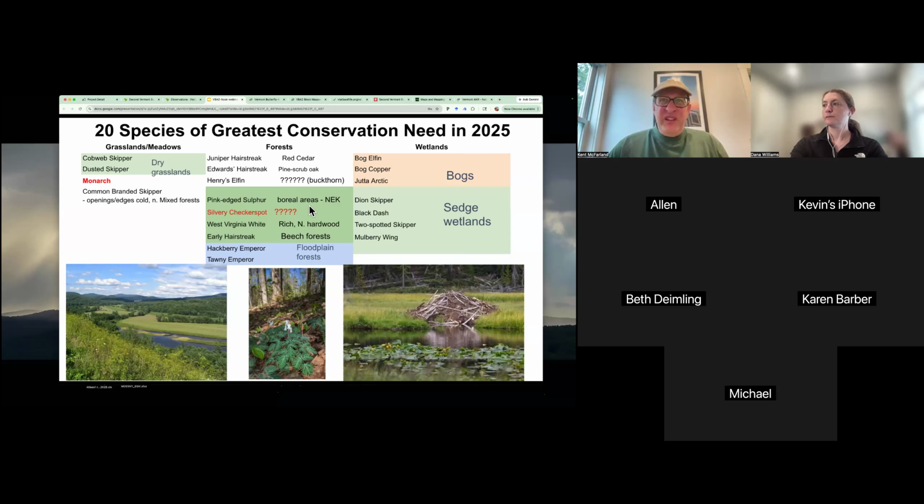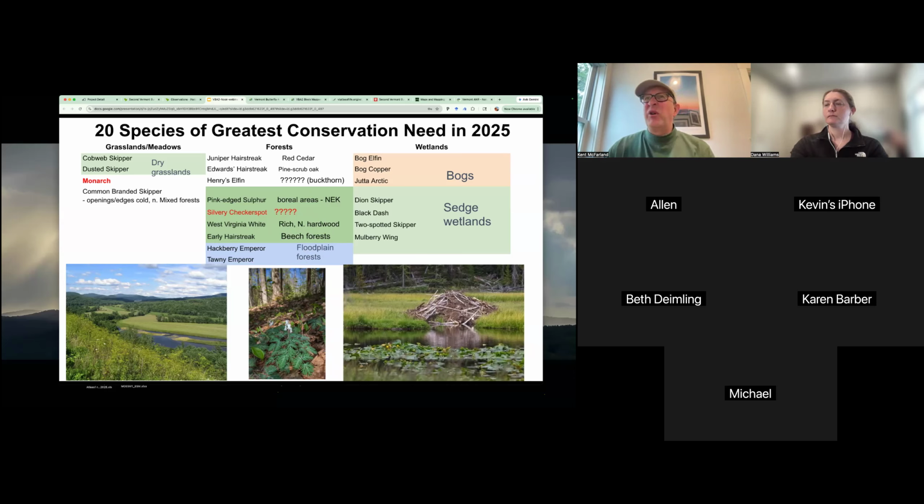These are all stuff that you could find in forests. We talked about hackberry emperor, and there's also tawny emperor. Floodplain forests, that's where you find hackberry trees. And then we get to wetlands. We have bog elfin, which was recently found only in one bog. It's really hard to find. Bog copper, they're in a lot of different bogs. You got to be standing in a bog to find these things. Jutta arctic, you got to be in a certain kind of bog to find Jutta arctic.